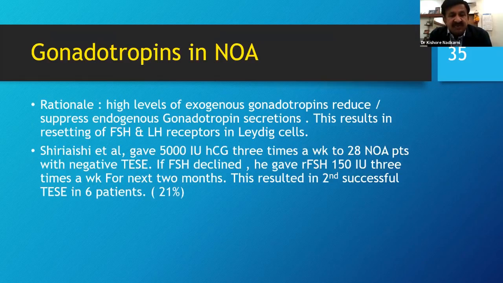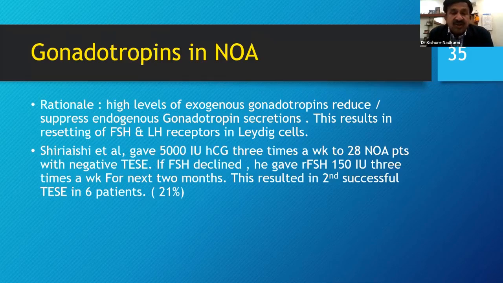The rationale of this treatment is that high levels of exogenous gonadotropins suppress or reduce endogenous gonadotropin secretion, which results in resetting of the FSH and LH receptors in the Leydig cells. Shiraishi et al. gave 5,000 international units of HCG 3 times a week to 28 patients of non-obstructive azoospermia with negative TESE. If the FSH declined after 3 months, he gave rec FSH 150 international units 3 times a week for the next 2 months. This resulted in a second successful TESE in 6 patients.